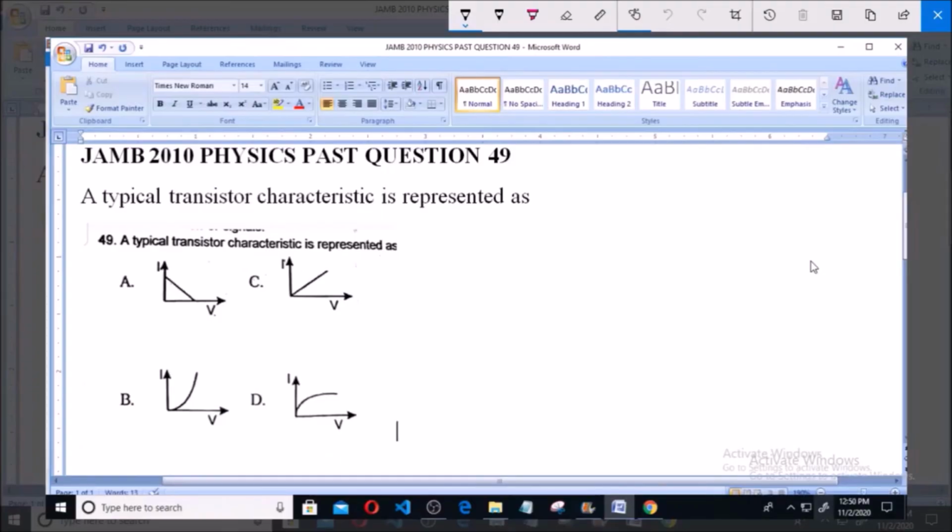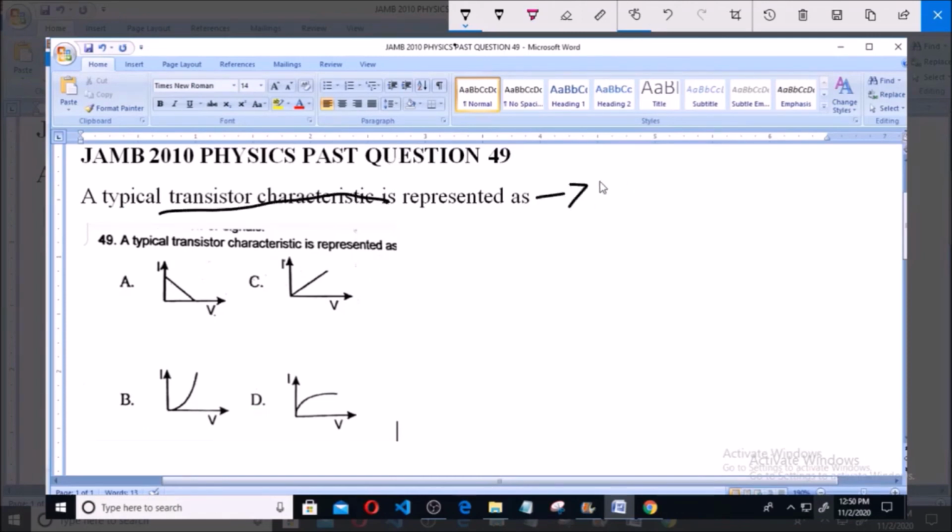Hello and welcome. I will be answering Jamb 2010 Physics Past Question 49. A typical transistor characteristic is represented as, so you have four separate graphs here, A, B, C and D, and we are asked for which one represents the typical transistor characteristic.